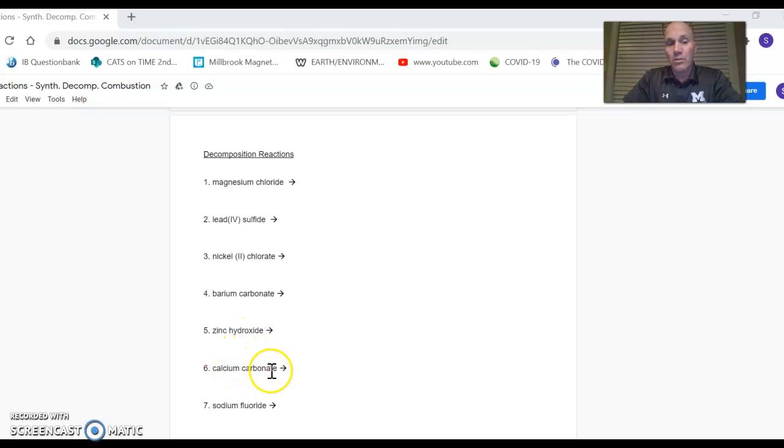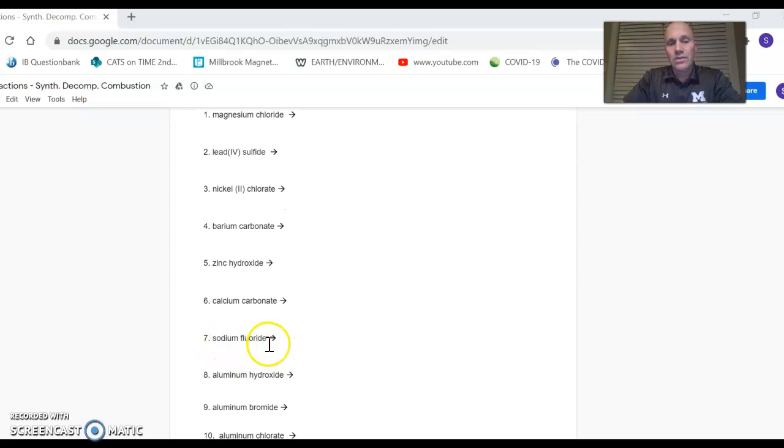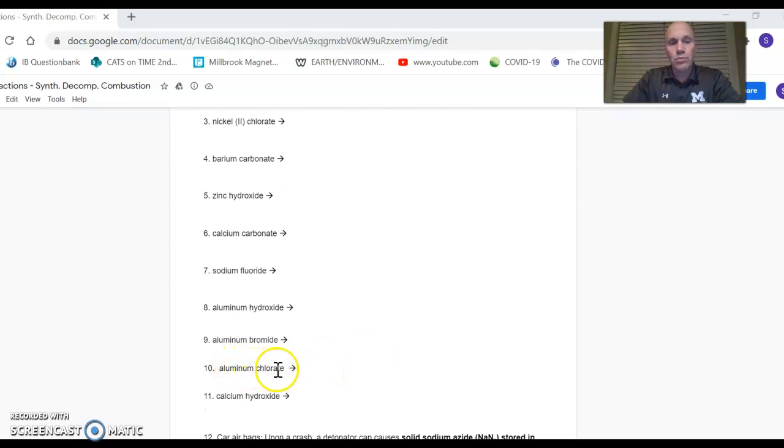Here's another metal carbonate. Sodium fluoride, that's the same type of binary one where they just break apart into their separate elements. Aluminum chlorate, that's a chlorate reaction, a metal chlorate, and then another metal hydroxide example. So I need you to go back, try doing these, and I will be providing the answers to these soon. So give those a shot, and we will talk a little bit more about those later.